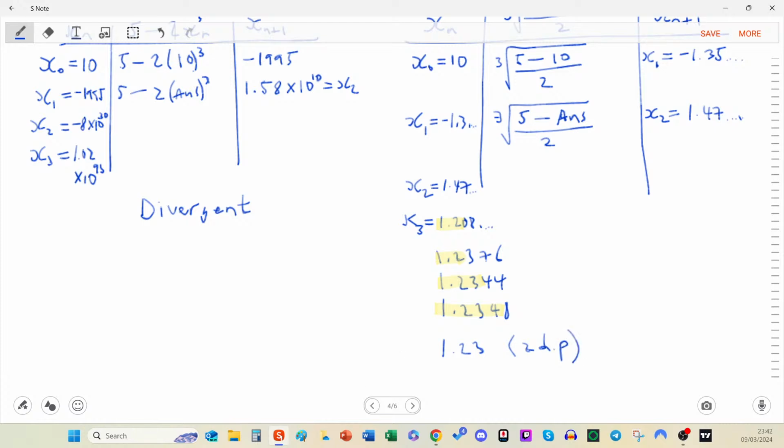Is 4 iterations enough to show this? Well, we know we can go extra for fun. x3, 4, 5, 6, 7 is it. So 1.23. So this is essentially how it works.